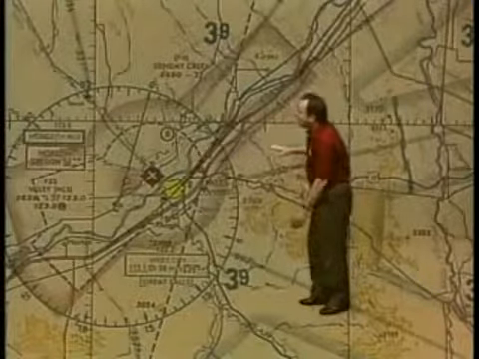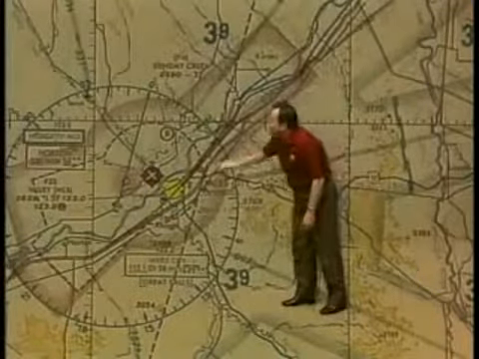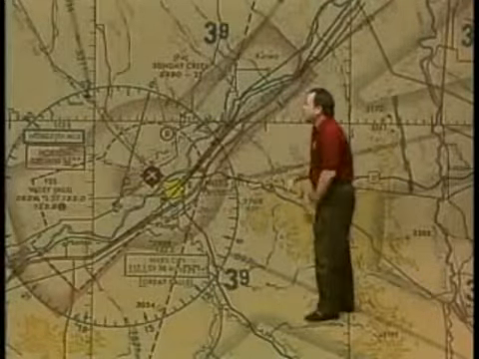Now, the purpose of that Class E down to 700 feet is to allow an IFR airplane to climb and descend and still be in the safety of controlled airspace, to still have separation service from ATC. Now, eventually, this IFR airplane is going to want to go in and land on the ground.